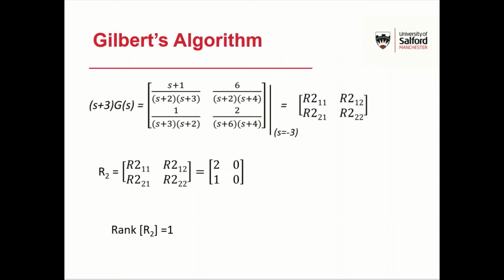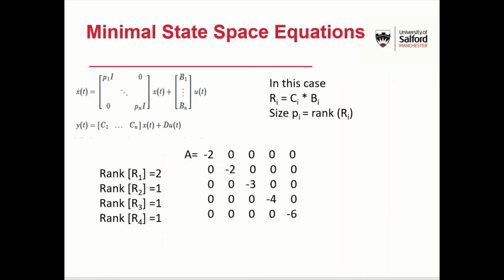So if we go back to our matrices, this one had rank 2, so that's 2. This had rank 1, so 2 and 1 is 3. This had rank 1, so 3 and 1 is 4. And this had rank 1, so 4 and 1 is 5. So we'd expect the number of poles to be 5. And so that gives us this as our A matrix.